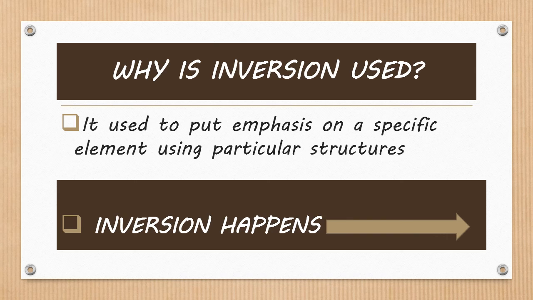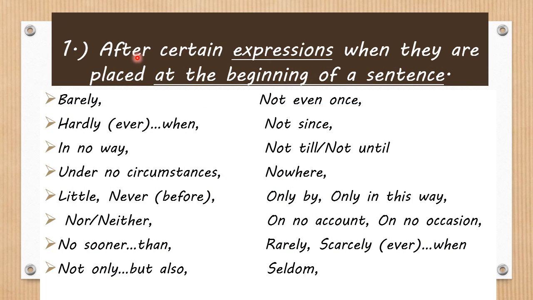Why is inversion used? Inversion is used to put emphasis on a specific element using particular structures. Inversion happens, one, after certain expressions when they are placed at the beginning of a sentence. Example: barely, hardly ever, when, in no way, under no circumstances, little, never before, no, neither, no sooner than, not only but also, etc.